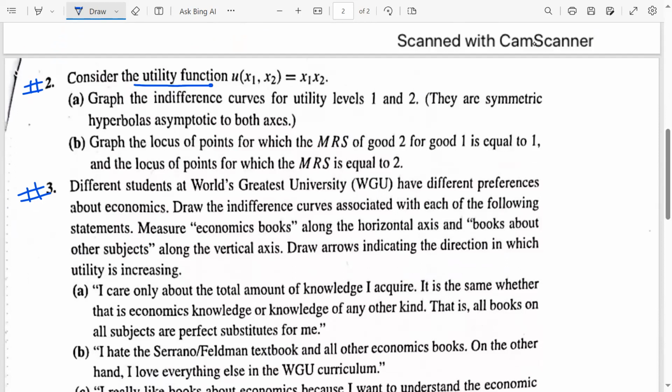We are given the utility function, which is Cobb-Douglas: x1 times x2. The question asks us to graph the indifference curves for utility levels 1 and 2. That means if I fix the utility level at 1 and 2, I need to plot the indifference curves. So let's quickly come to the whiteboard and solve this particular problem.